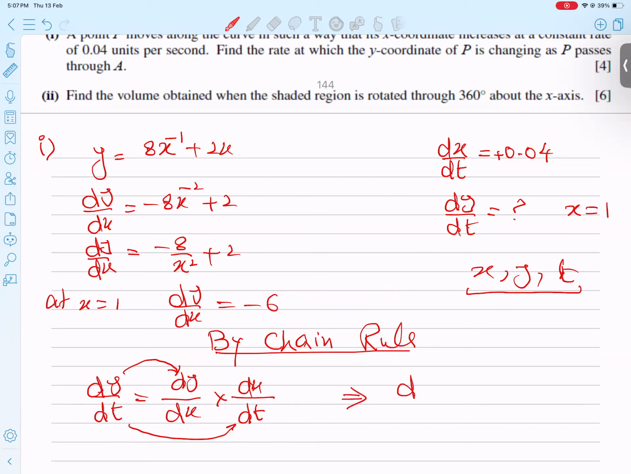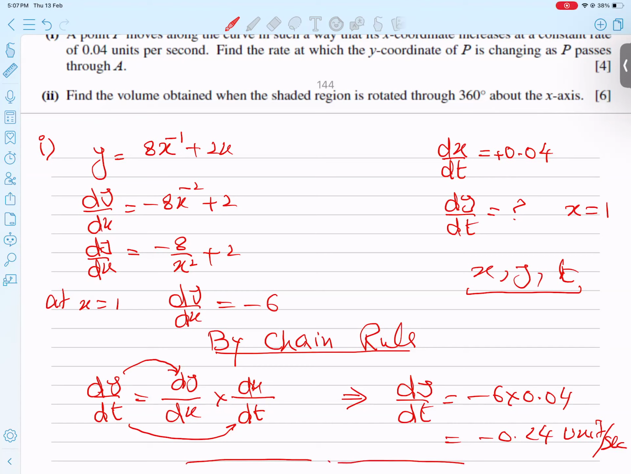And the answer turns out to be dy over dt is negative 6 into 0.04. If I multiply 6 times 0.04, students, I get negative 0.24, in units per second. And this negative stands for decreasing. He may ask you to find the rate at which, and you will write the word decreasing. This negative sign itself means decreasing.